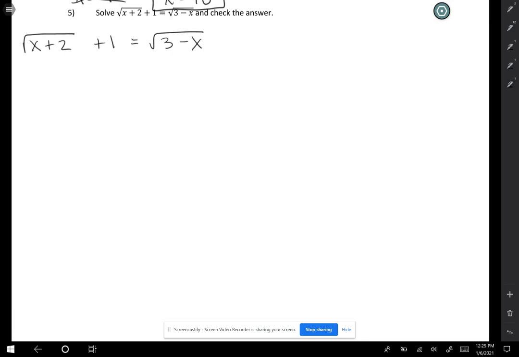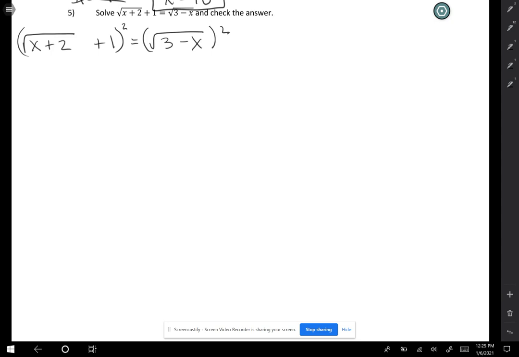Okay, so for this problem, we have square roots on both sides. We need to be able to get rid of at least one of the square roots. So let's go ahead and square both sides to get rid of the one that's over the 3 minus x. So I'm going to square the entire quantity on the left and on the right.